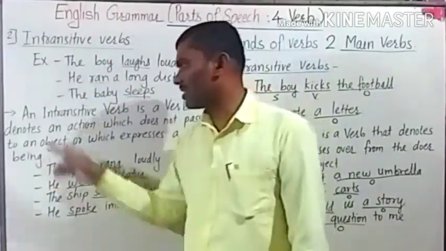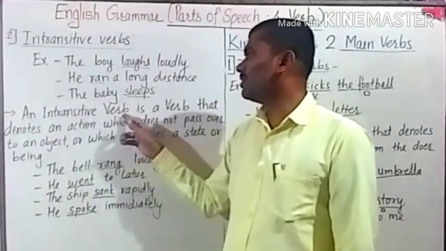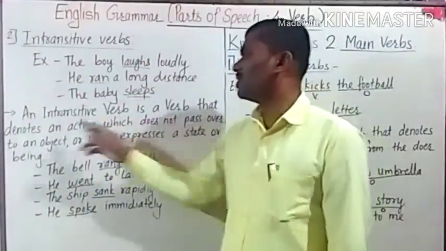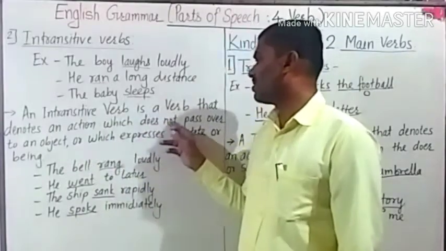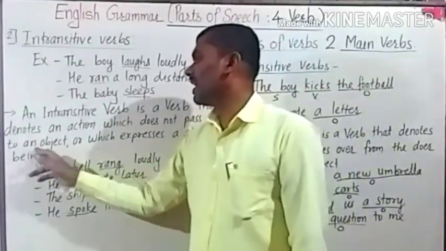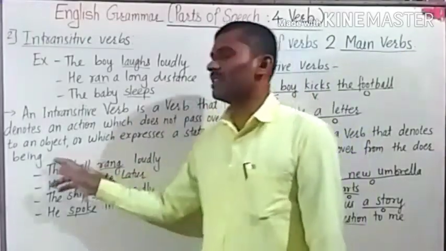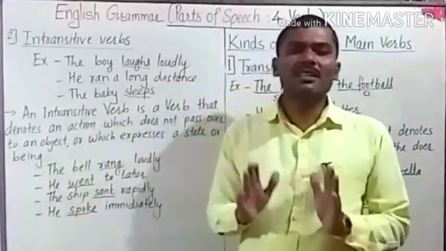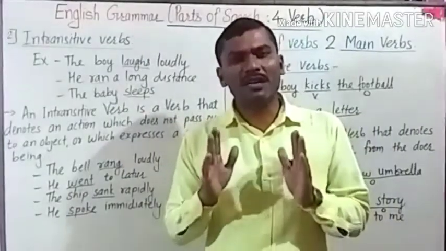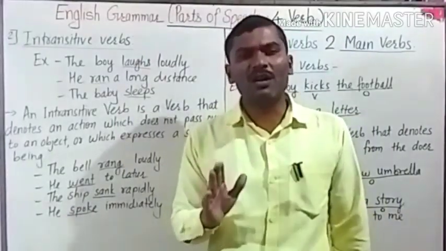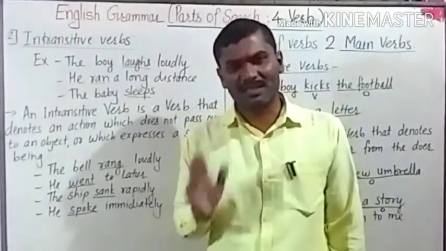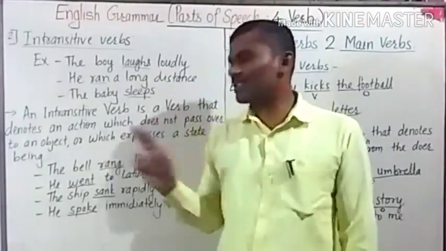Let's see the definition. An intransitive verb is a verb that denotes an action which does not pass over to an object, or which expresses a state or being. It means an intransitive verb doesn't need an object to complete the meaning of the sentence. It just expresses a state.